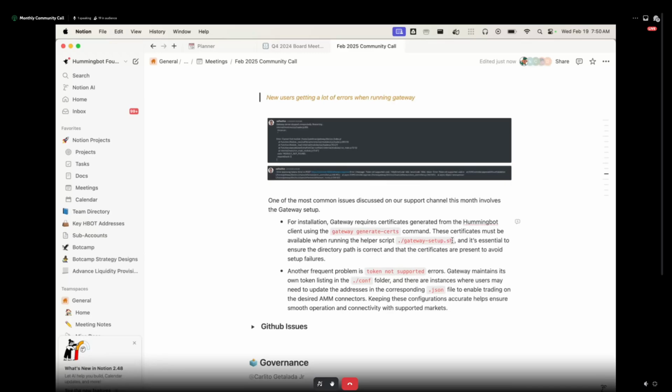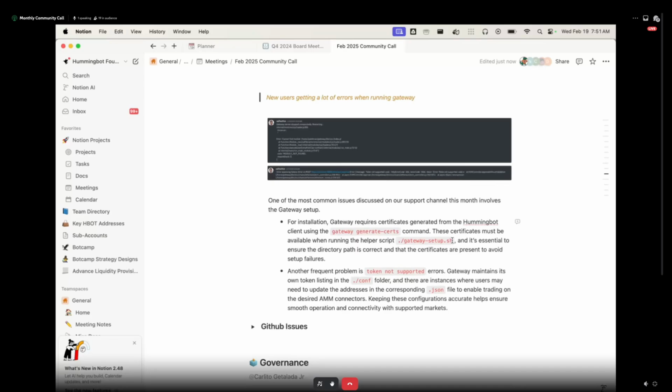In the refactored version, there'll be an option where you can run gateway in dev mode, without using the certs and with the certs. But in order to use it with Hummingbot, you always have to have the certs, because that's how it communicates securely with gateway.